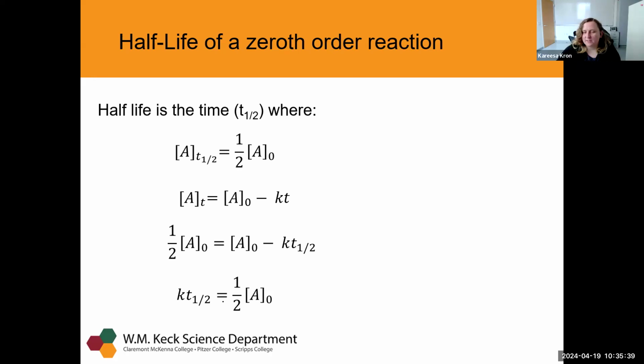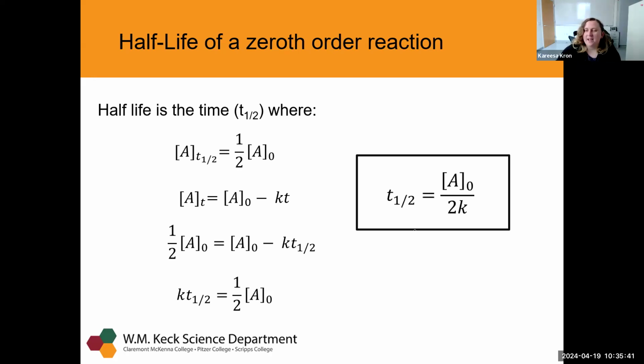And so then all I have to do is divide by k, and I get that the half-life for a 0th order reaction is the initial concentration divided by 2 times the rate constant. And so if I know the initial concentration and the rate constant, then I can tell you the half-life. If I know the half-life and the initial concentration, I can tell you the rate constant. And if I know the half-life and the rate constant, I can tell you the initial concentration.